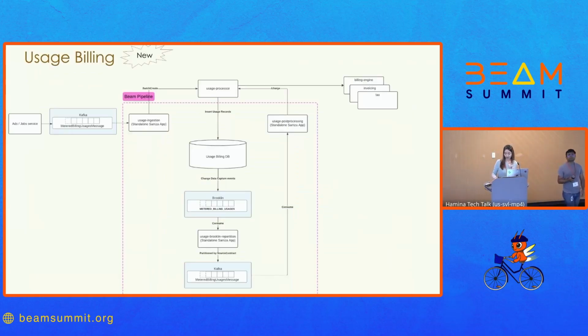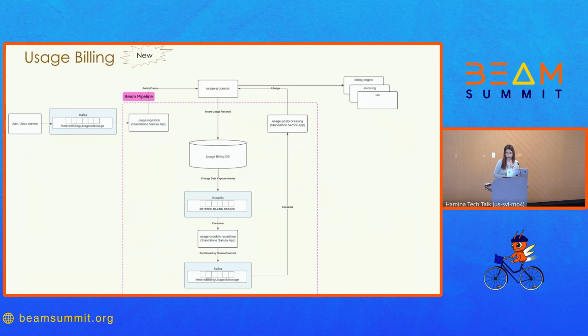Thanks, V. Now, let's quickly walk through our new usage billing system, highlighting the Beam pipeline components. Our process starts with ads and jobs generating usage events, which are sent through Kafka. The pink dashed line here represents our new Beam pipeline. The pipeline begins with the usage ingestion standalone Samza application. It consumes the Kafka event from the Kafka topic and then interacts with the usage processor service to persist and store our usage into the usage billing database.